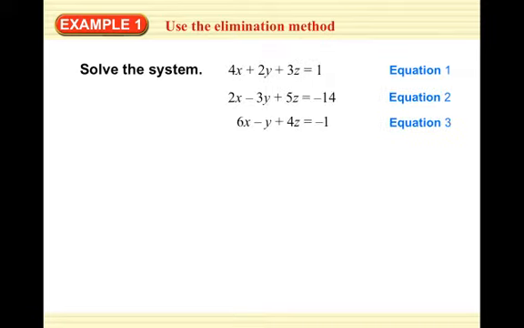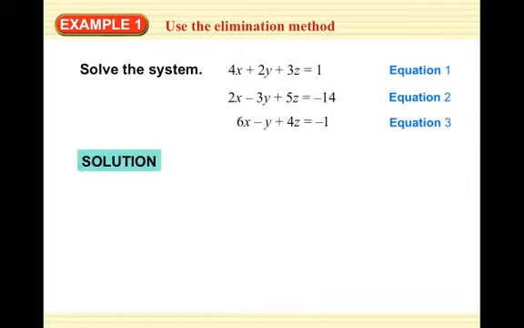All right, for example 1, we're going to use the elimination method. So we're going to solve the system. We've got three equations. You want to number the equations. I usually put the number in a little circle. So next to 4x plus 2y plus 3z equals 1, to the left of that I might have a 1 in a circle, and then 2x minus 3y plus 5z equals negative 14. I might have a 2 in a circle next to that. And then I would label that third equation with a 3 in a circle, 6x minus y plus 4z equals negative 1.